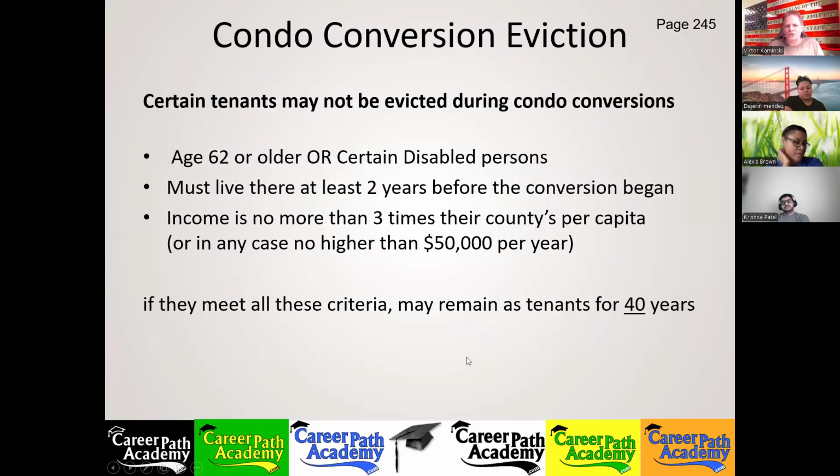So, condo conversions. Not the first time we've seen this one either, right? What's a condo conversion? You take a rental property and you convert it into deeded units that you could sell, turn them into condos. But in order to do a condo conversion, certain tenants cannot be evicted during this time. Those age 62 and older, or certain disabled persons who lived there for at least 2 years before the conversion began, and their incomes no more than 3 times the county's per capita, or in any case, no more than $50,000 a year. If they meet all 3 of those criteria, they could remain as tenants for the next 40 years.